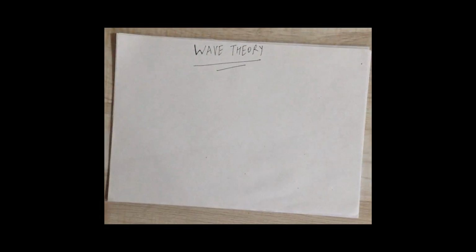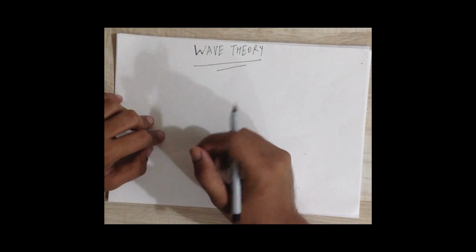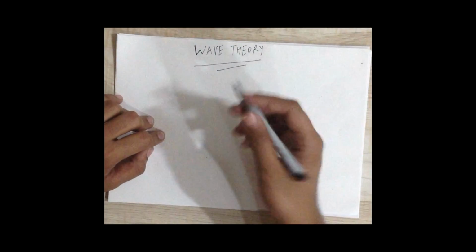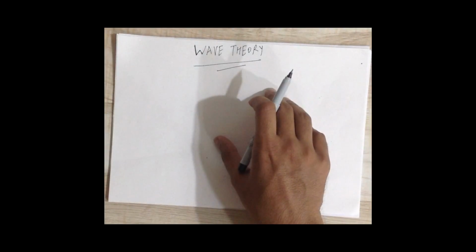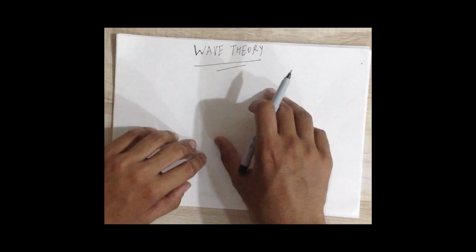So now we will be studying about the wave theory of an atom. After the drawbacks of the Rutherford model, a new theory was put forward to understand the movement of electrons in an atom. This was known as the wave theory. So let us first understand what is a wave.